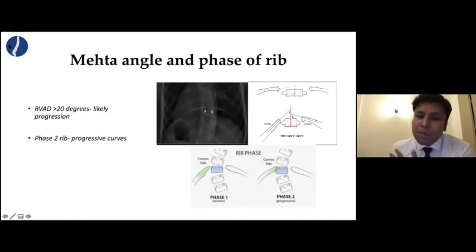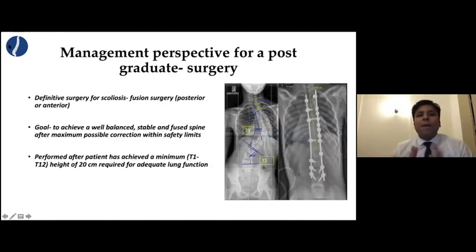The original paper was done only for infantile scoliosis, but it's not uncommon for people to ask these questions even for early onset scoliosis. Again, a phase 2 rib is a rib which is overriding the apical vertebra on the convex side. Now, this indicates progression. If it is not overriding, this is a phase 1 rib, and this is likely to resolve. So remember these. Now, management perspective, again, for a postgraduate student, we're not talking hi-fi stuff, we're talking about basic stuff, and this is what the examiner will expect out of you.